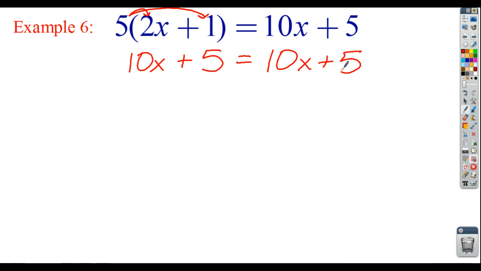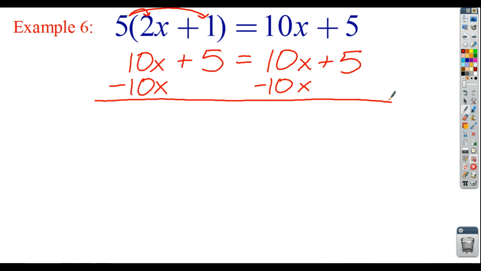So let's do this. We want to get rid of the 10x, right? So I'm going to subtract 10x from this side, and I'm going to subtract 10x from this side. Well, 10x minus 10x is 0, and so I'm going to be left with a +5 over here. And then the same thing over here: these two x's are going to cancel out, 10x and -10x, and I'm left with +5 here.